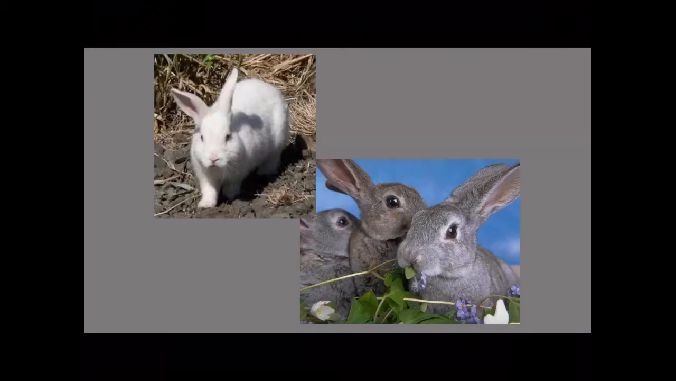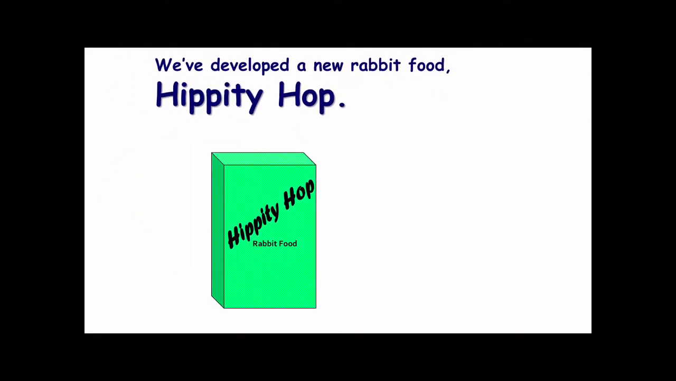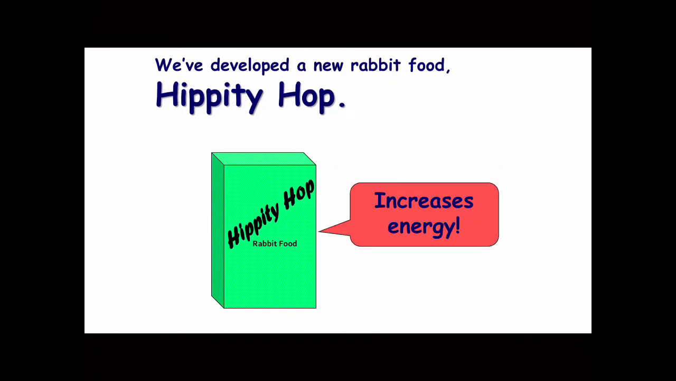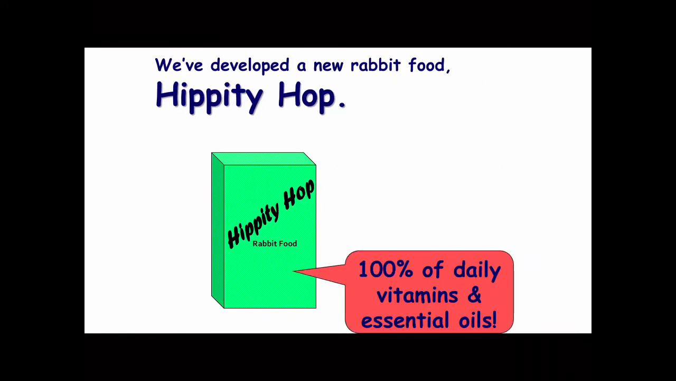So today we're going to talk about experiments and observational studies in more detail than we have already. So let's just first start off with an example. Let's say, for instance, researchers wanted to study rabbits and a new food that they were putting on the market called Hippity Hop. And let's say the food promised that it will create shinier fur, softer fur, increase a rabbit's energy, and include 100% of the daily vitamins and essential oils.